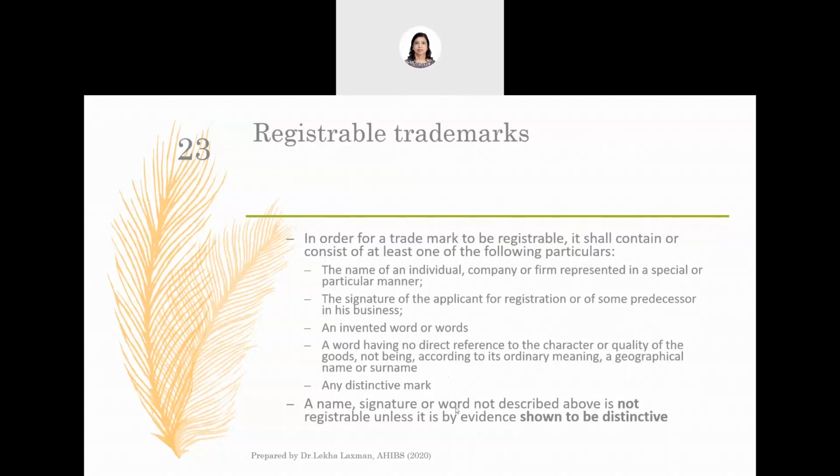So a name, signature, or word not described above is not registrable unless it is by evidence shown to be distinctive. So all of these are registrable. If it doesn't belong in this category, it is not registrable unless you can show that it is very distinctive or unique, right?